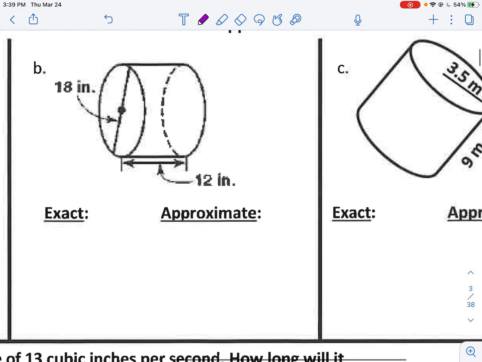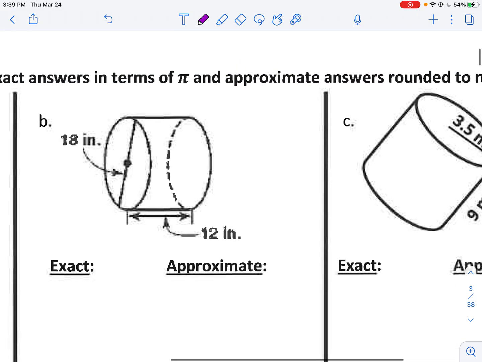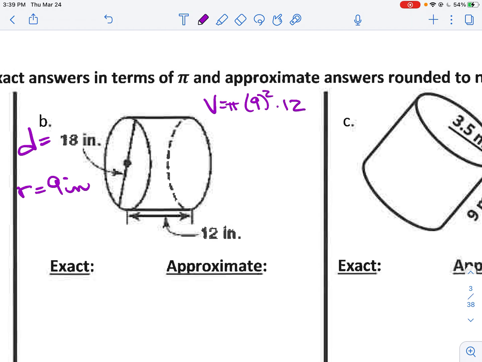The next one. Now, this gives me my diameter. I don't want the diameter. I want half the diameter. So that's going to be 9 inches. So my volume on this is going to be pi. My r is 9 squared. My height is 12. So 81 times 12 pi.